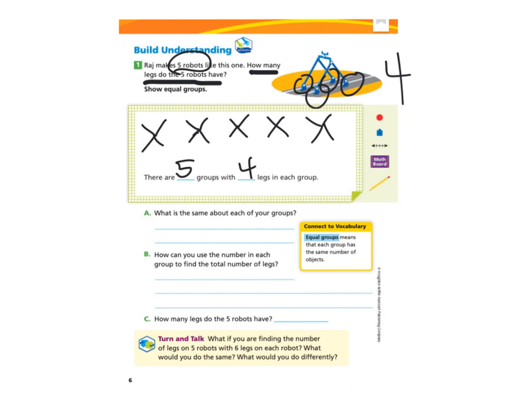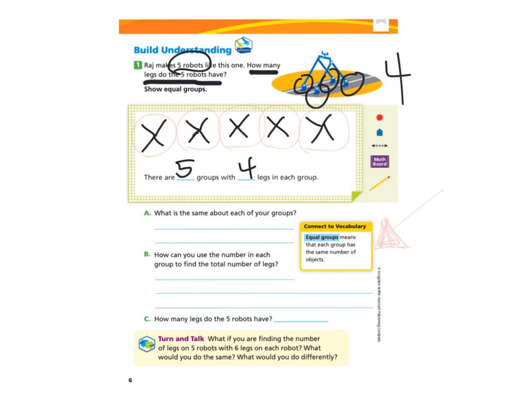Now let's take a look at the questions A, B, and C below. The first one says, what is the same about each of your groups? So when I'm looking at each group, what I'm noticing about these groups is that they all have the same amount of legs. So I am going to write under A that the number of legs on each robot is the same or equal. And here's a reminder about equal groups that we talked about earlier. You can write in your answer and pause the video as needed and come back for question B.